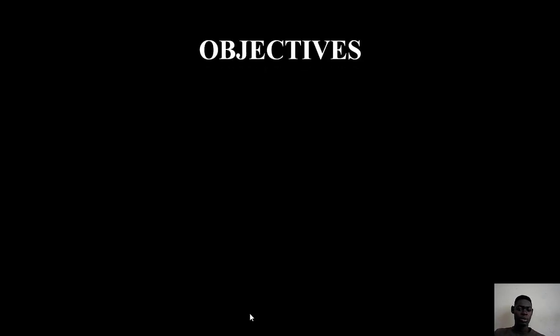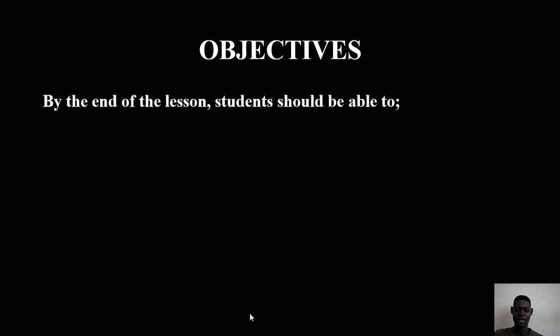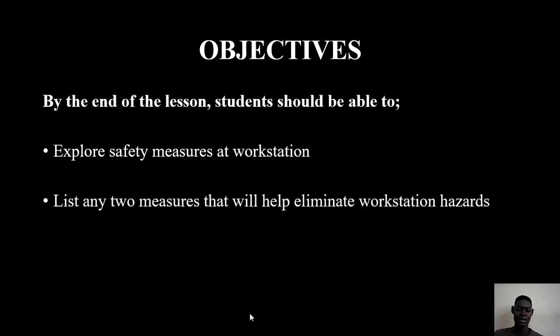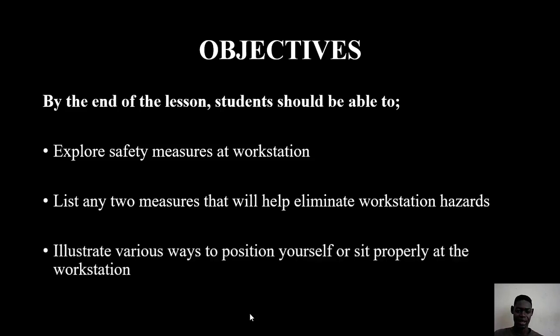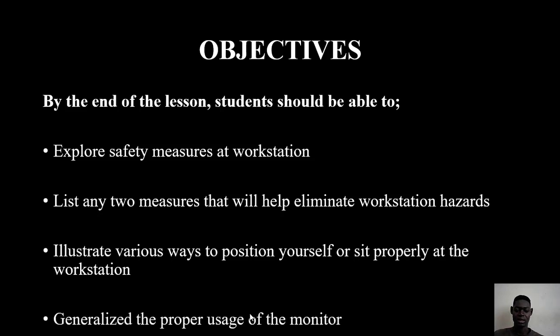There are objectives to be achieved during this lesson, which are, by the end of the lesson, students should be able to exploit safety measures at the workstation. List any two measures that will help eliminate workstation hazards. Illustrate various ways to position yourself or sit properly at the workstation. Generalize the proper usage of the monitor. These are the objectives we intend to achieve during this lesson.